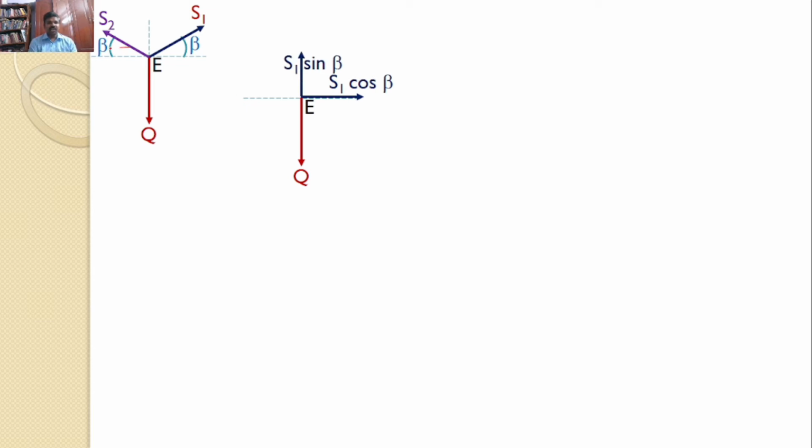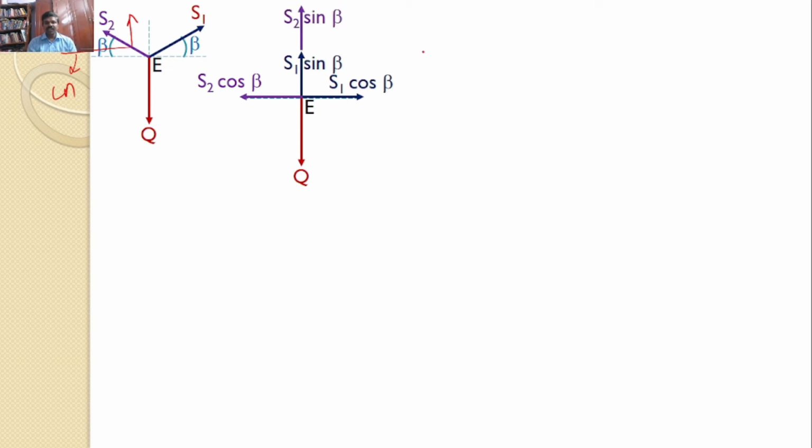Similarly, if you resolve S2 along the x-axis and y-axis, one component of the force is like this, another component of force like this. This component is the cos component and this component is the sin component. Now we can see this component is S2 cos beta and the vertical component is S2 sin beta.